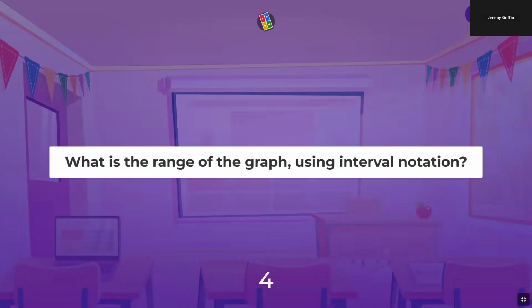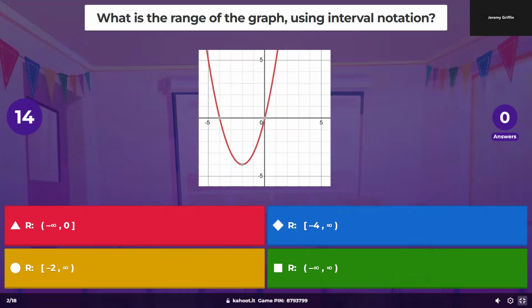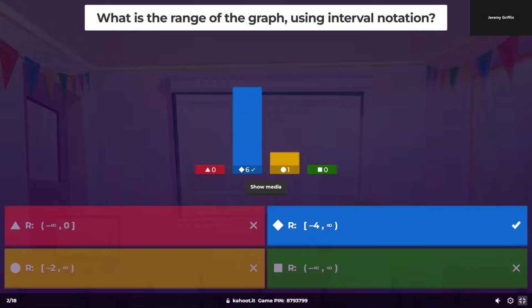What's on the board? What's the range? Range, I think that's possible y values, isn't it? What's the range of that graph? Also, we're switching to interval notation. Range. Possible y values.